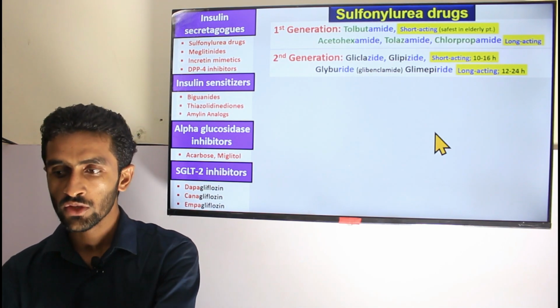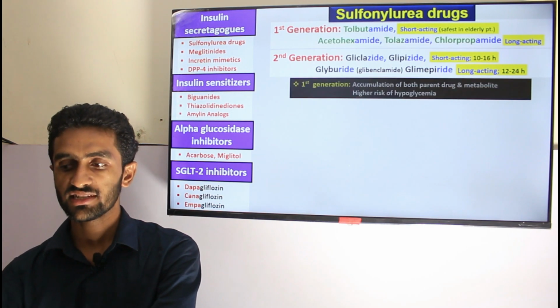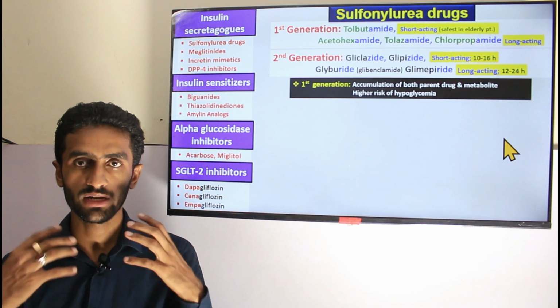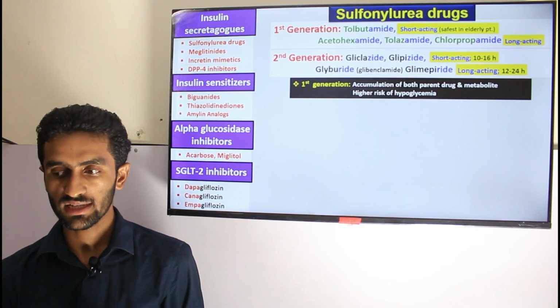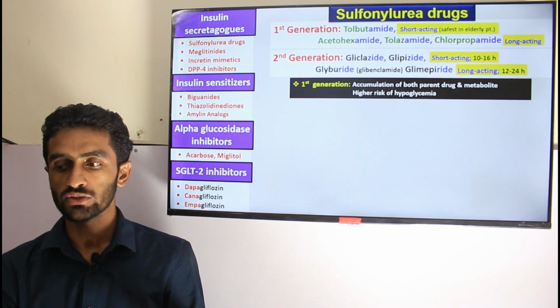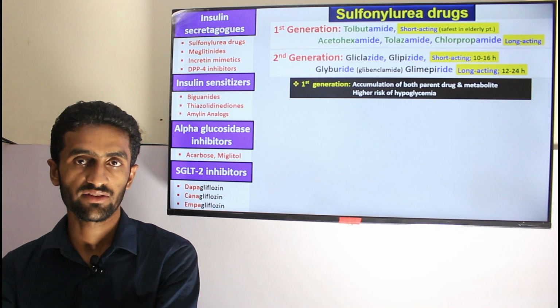Okay. So why is there a first generation, and why is there a second generation? First generation have some problems. There is accumulation of the parent drug and the metabolite. As they accumulate, they cause hypoglycemia. There is higher risk of hypoglycemia because they are accumulated in your body, so they show their effect for a longer period. So there is higher risk of hypoglycemia.